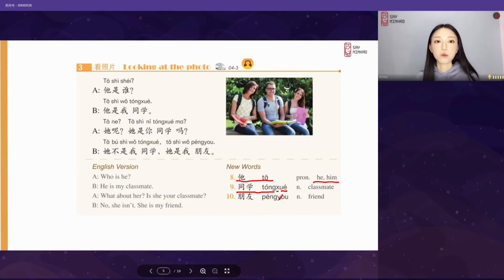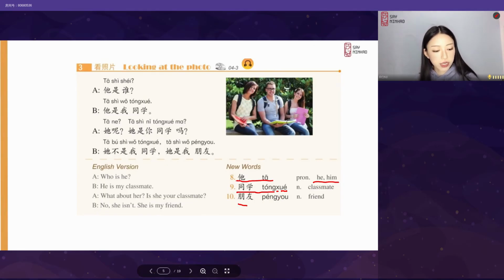So try to say, we are classmates. We've learned how to say we, which is 我们, and are is 是. We are, 我们是, classmates 同学. So this sentence is 我们是同学. We are classmates. Okay. And how to say they are classmates? It is 他们是同学. Very good.